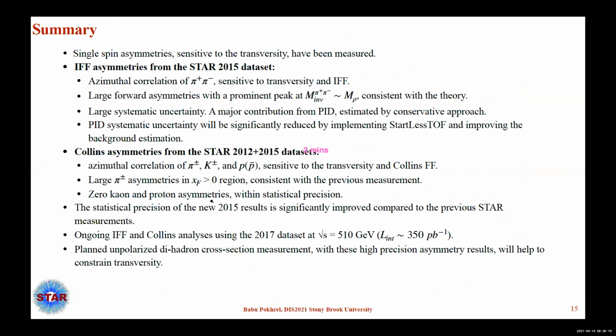Okay, so I'm on the summary slide now. So we have measured the single spin asymmetry sensitive to the quark transversity. The IFF asymmetries are pretty large, with a prominent peak around the rho meson mass, consistent with the theory prediction. And the large systematic uncertainty in the IFF results, with the major contribution from particle identification, was estimated by a conservative approach in the signal region only, and that will be significantly reduced by preparing star-less stuff, which mainly reduces the background, and by knowing the exact background size, the PID systematic uncertainty will be reduced significantly.